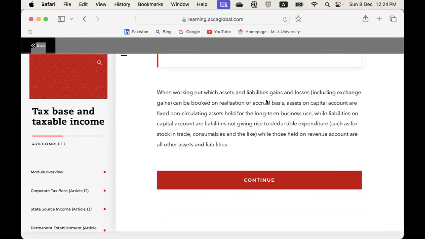So when working out which assets or liabilities, gains and losses, including exchange gains, can be booked on a realization or accrual basis: assets on capital account are fixed or current assets held for long-term business use, and liabilities are usually those which do not give rise to deductible expenditure, or non-current liabilities.